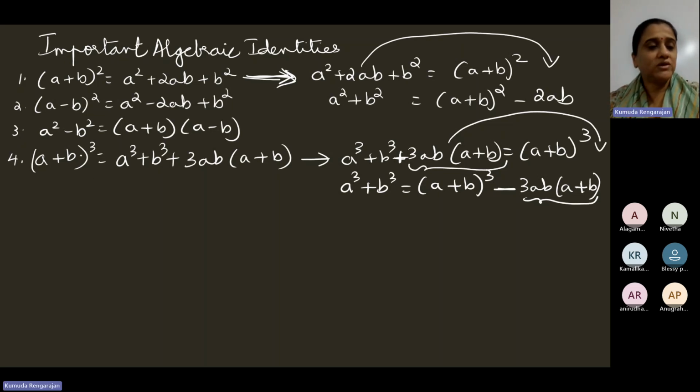Okay, so (a plus b) the whole cubed is a cubed plus b cubed plus 3ab into (a plus b). Just write this identity the other way around and transpose the term 3ab into (a plus b), so that you get an expression for a cubed plus b cubed. What is a cubed plus b cubed? (a plus b) the whole cubed minus 3ab into (a plus b).